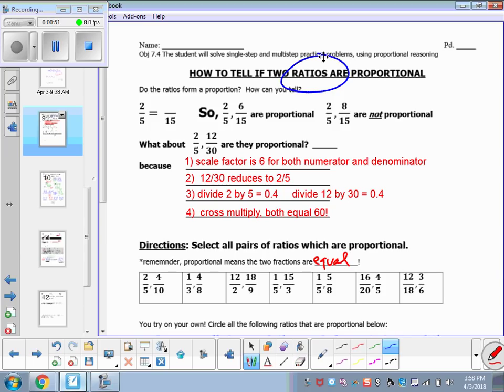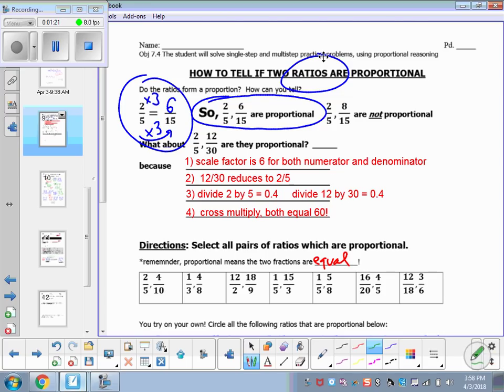Now what I'm going to do is erase this real quick, and I'm going to ask that we now look back up here. 2 out of 5 is proportional to some number out of 15. So what we're going to do is take a look at the denominator. What do you have to do to 5 to get 15? Multiply by 3. So if we take the 2 and multiply it by 3 as well, we're going to get a 6. What that means is that 2/5 is proportional to 6/15.